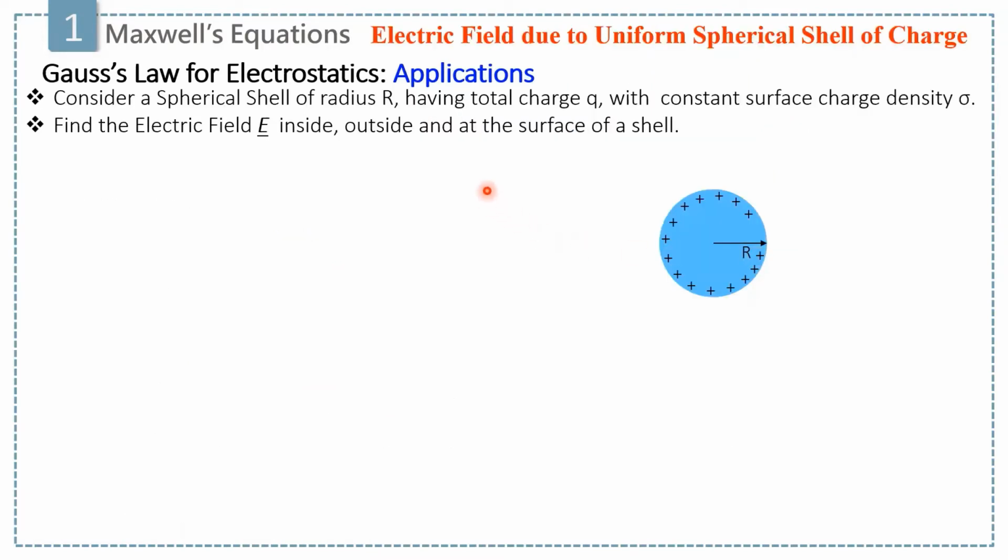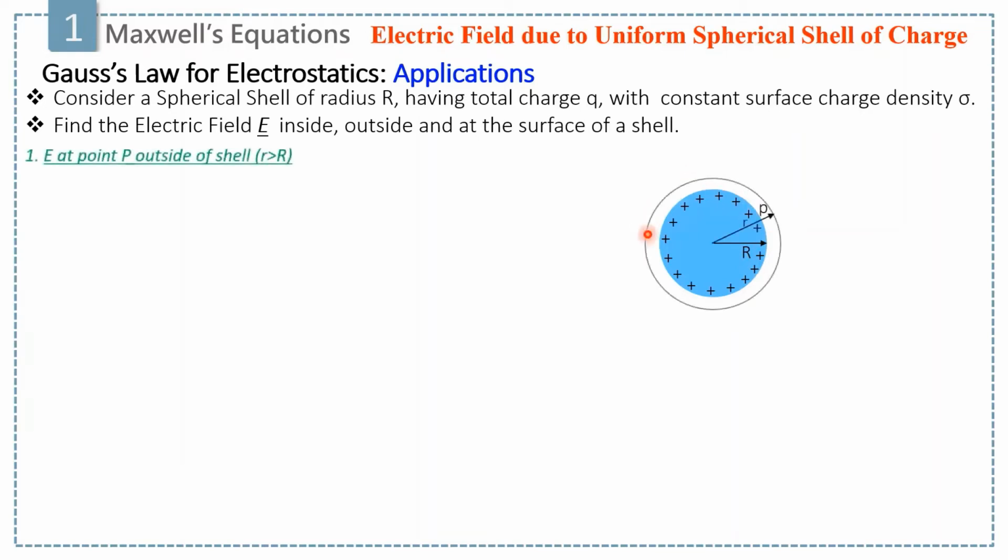In this lecture, we consider a spherical shell of radius r having surface charge density sigma. We want to find the electric field inside, outside, and at the surface of the shell. Here we assume that the electric field is everywhere radial and spherically symmetric.